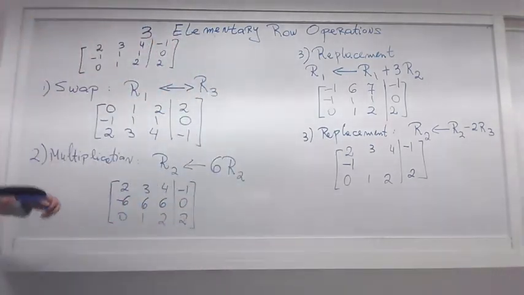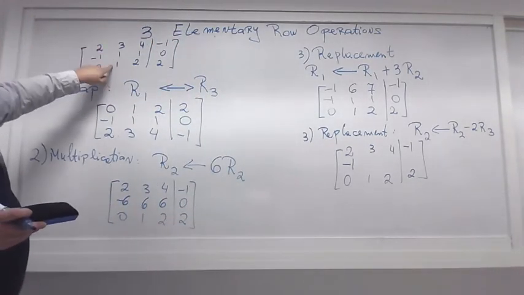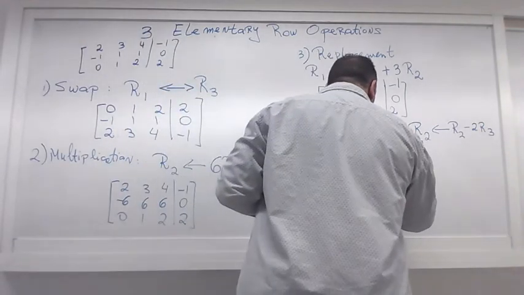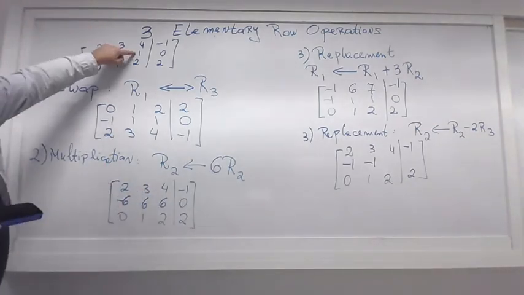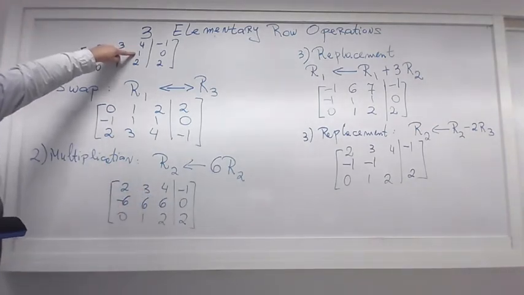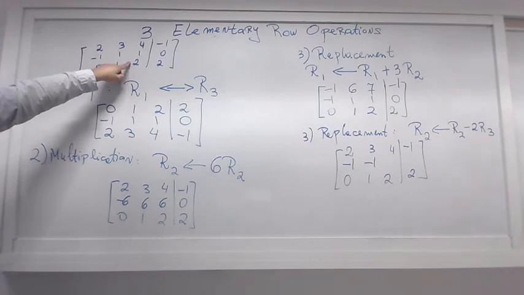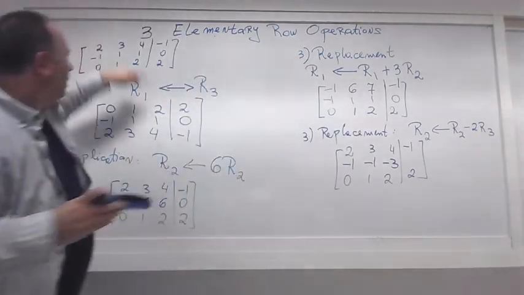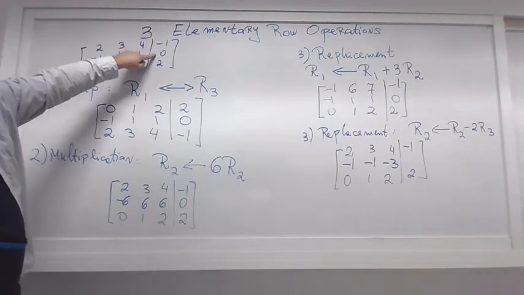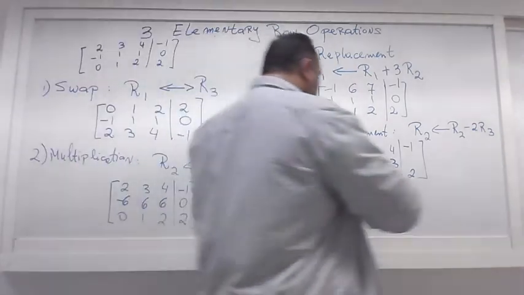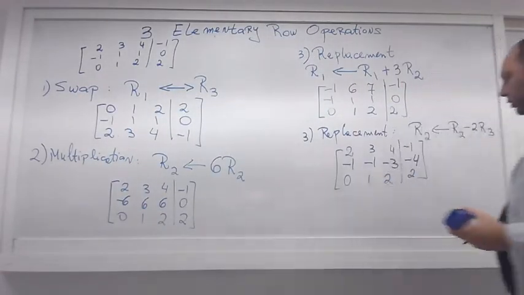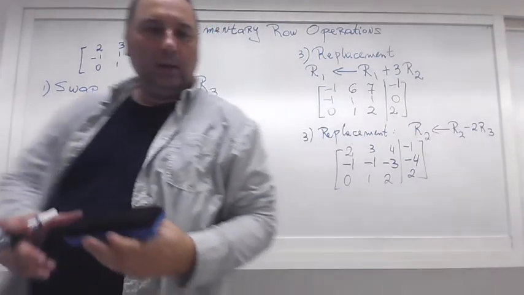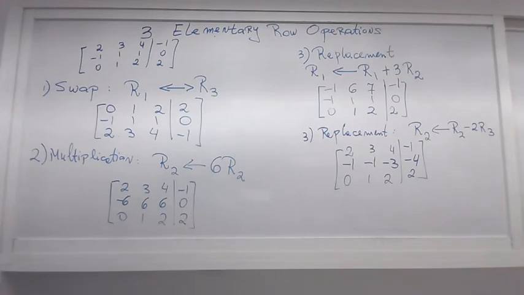Okay, fine. After that I have 1 minus 2 times 1. So 1 minus 2, minus 1. This guy, 1 minus 2 times 2. So 1 minus 4, which is minus 3. And then 0 minus 2 times 2, so 0 minus 4 is minus 4. Ta-da! There it is. So that's how we do those elementary row operations.